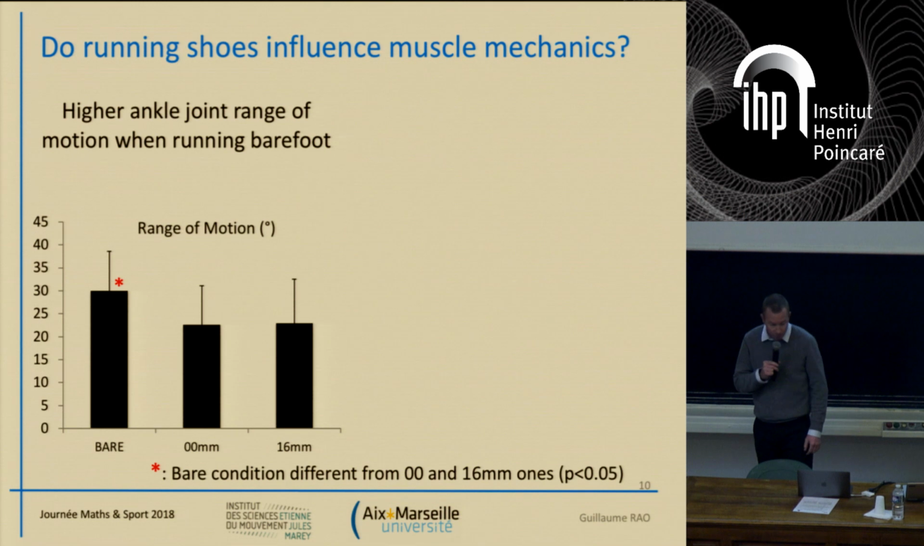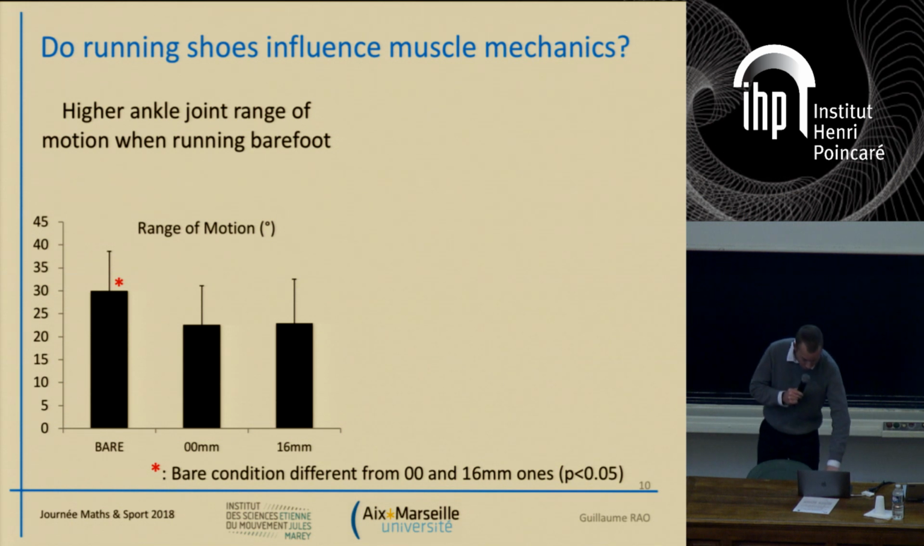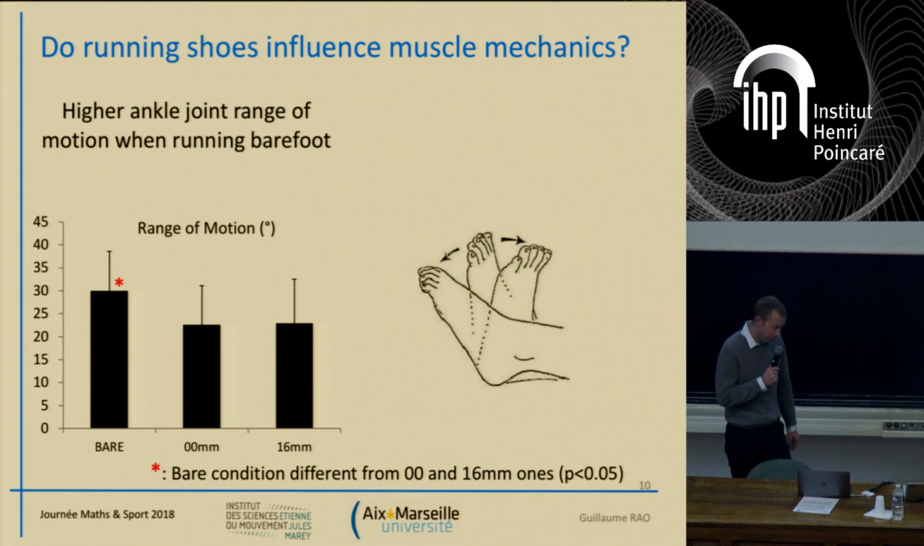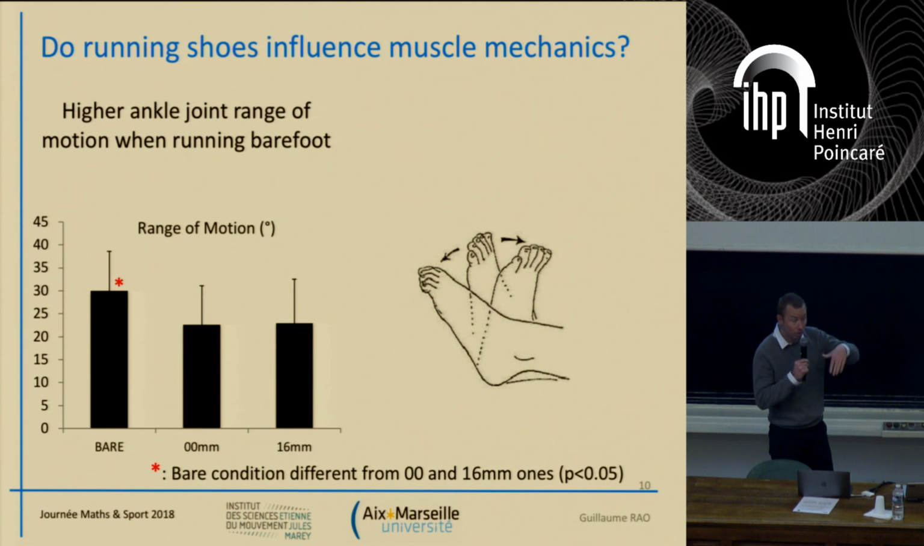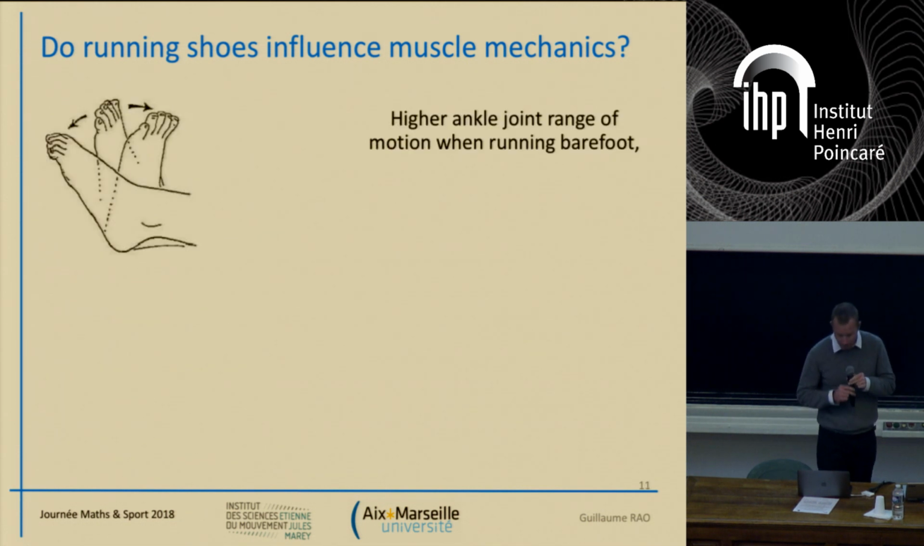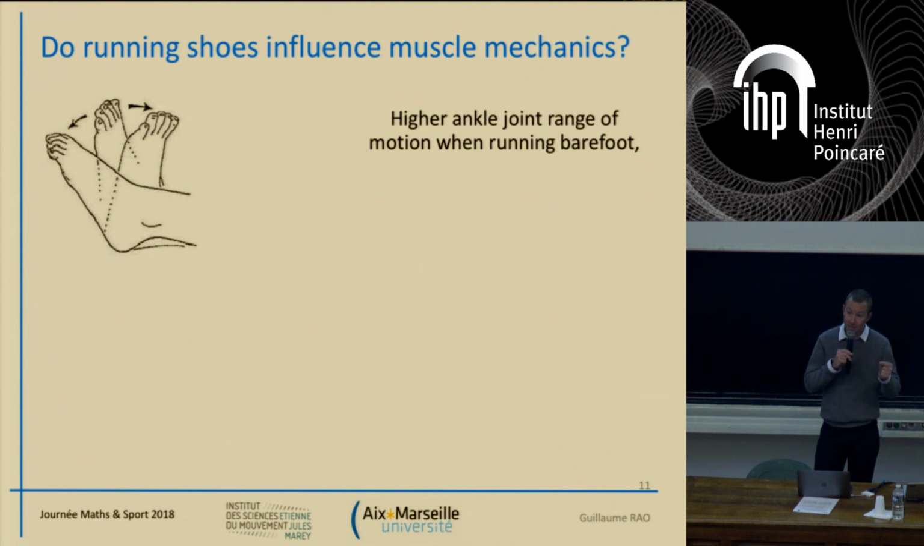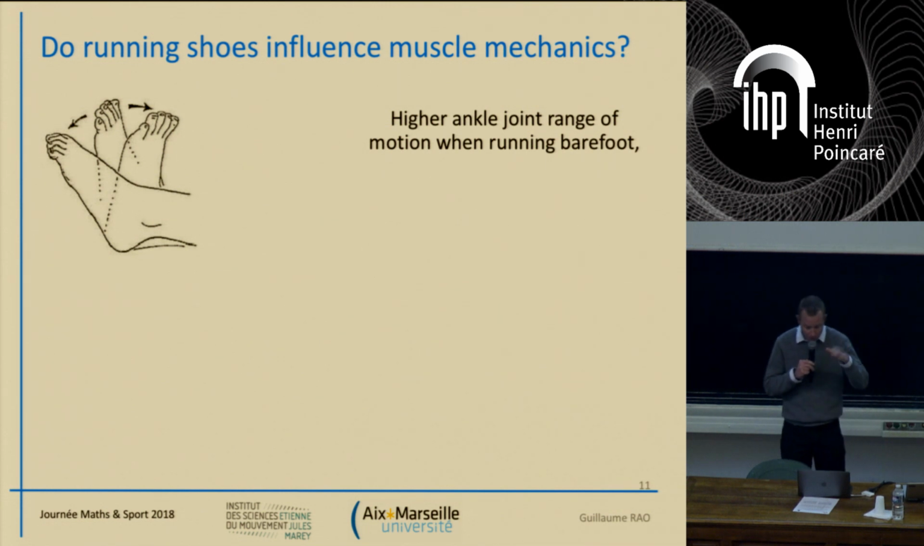As you can see, if you are looking at the ankle joint range of motion, which is the way you move your ankle joint back and forth, when you are running barefoot, you have a higher amplitude of movement. So that's good, meaning that you are using the ankle joint more than with traditional shoes. Okay, so externally, when looking at the joint kinematics, you'll have a higher ankle joint range of motion. But what does it say about the inside of the body? How do you produce this higher amplitude?